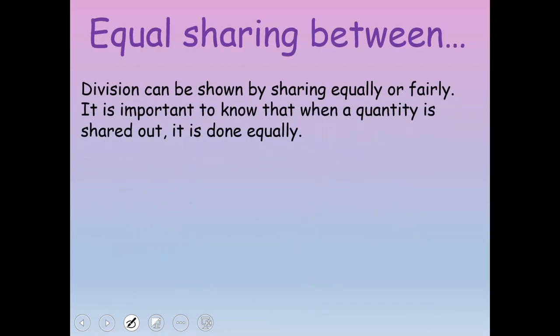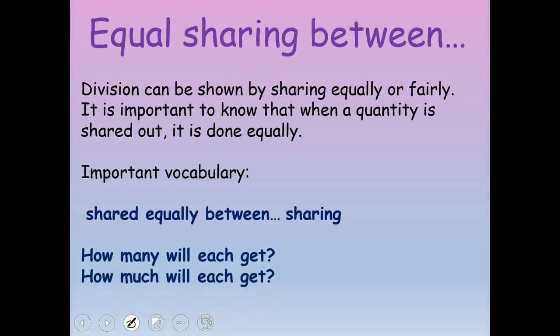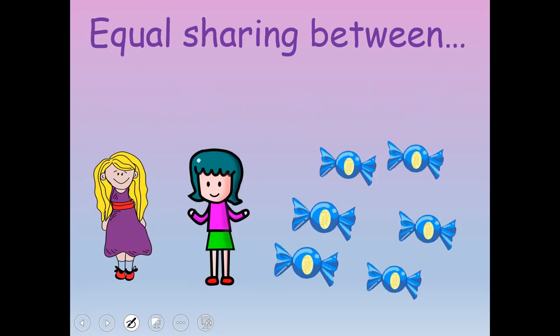So equal sharing between division can be shown equally or fairly, okay? So it is important to know that when a quantity is shared out, it is done equally. So exactly what we talked about the last couple of days, it needs to be as equal as we can make it, okay? So important vocabulary that you'll have for sharing is sharing equally between, sharing, or the questions will be how many will each get, or how much will each get, okay? Those are things to look out for to know that you should be sharing for division, okay?